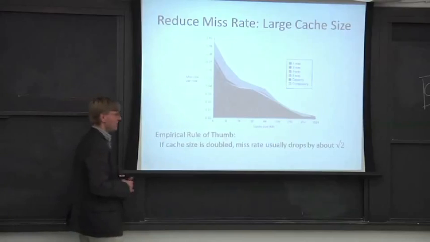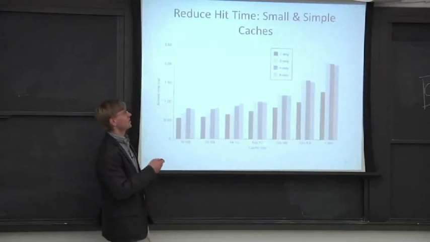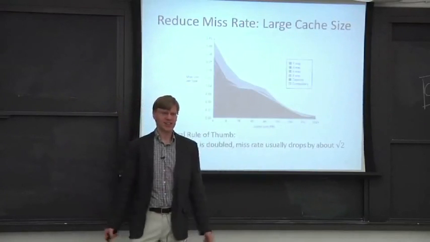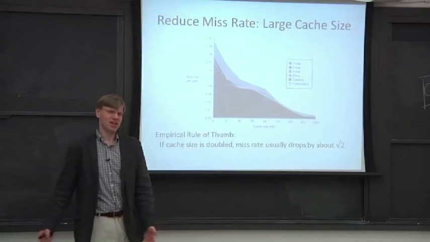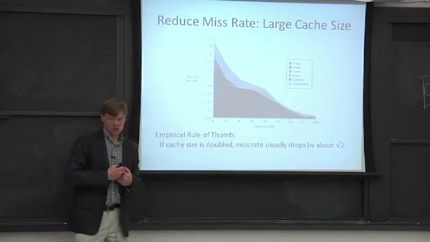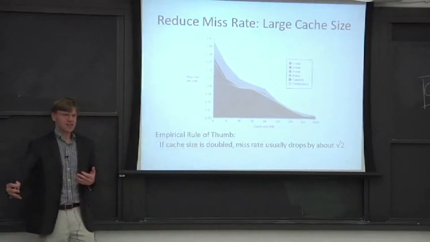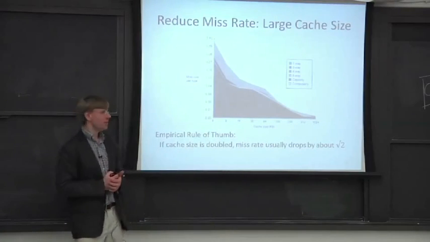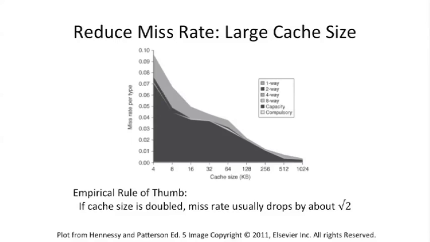Another way, in a perfect world, this fights against small and simple caches, is you can just build big caches. If you build big caches, this means that when you go to access the data, there's a very high probability that the data is close to you. That sounds good. So here we actually have miss rate plotted against cache size. And of course, there are different types of caches here.